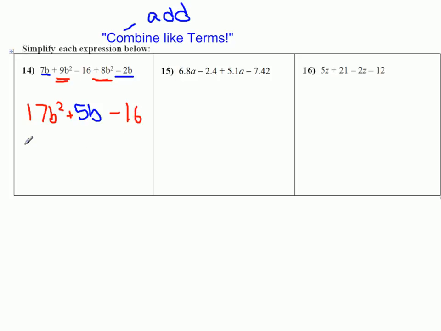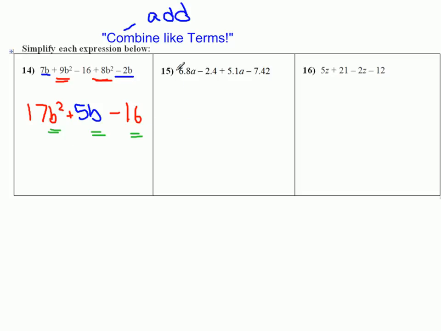The reason I write it in this order is, again, just descending order with the highest exponent first, b squared, followed by b, followed by my constant, or number that stays exactly the same. If you were in a different order, would it be wrong? No. Just get into the habit of doing it with the higher exponent first.